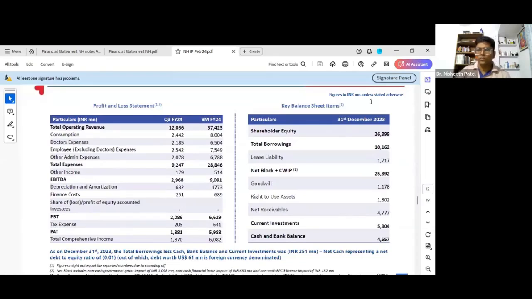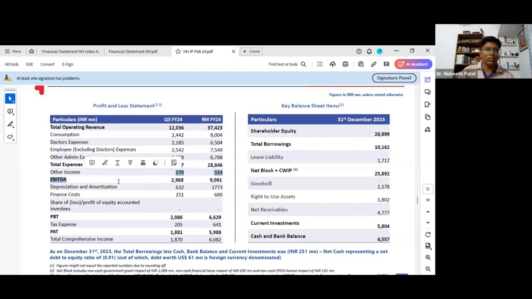So now here you see, this is the latest result they have got. This is the total operating revenue. These are the consumption, doctor expenses, employee expenses, other expenses. These are the total expenses and the other income. So EBITDA, this is the earnings before depreciation, amortization, tax, and interest. Okay, this is the tax expense. So this is the EBITDA.